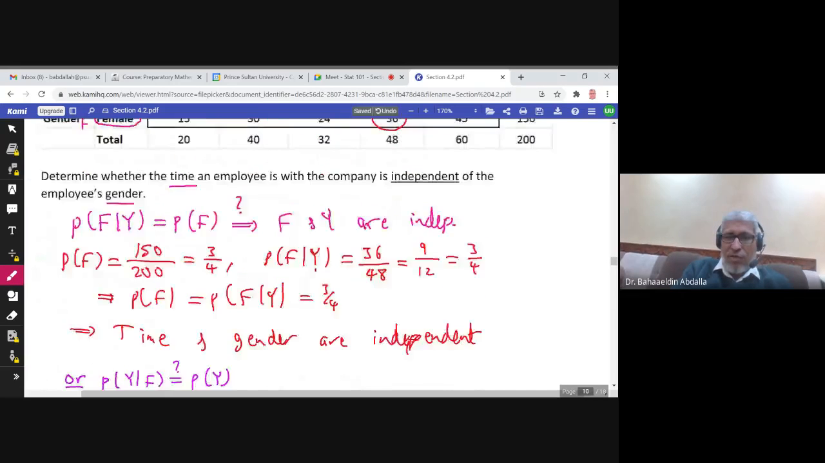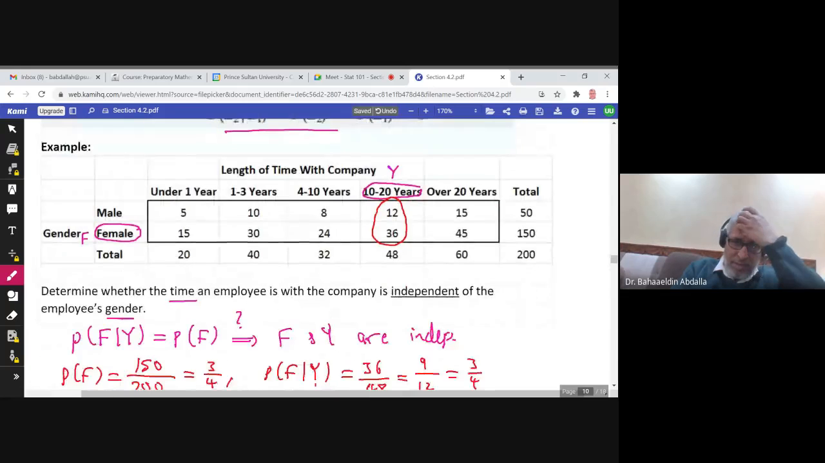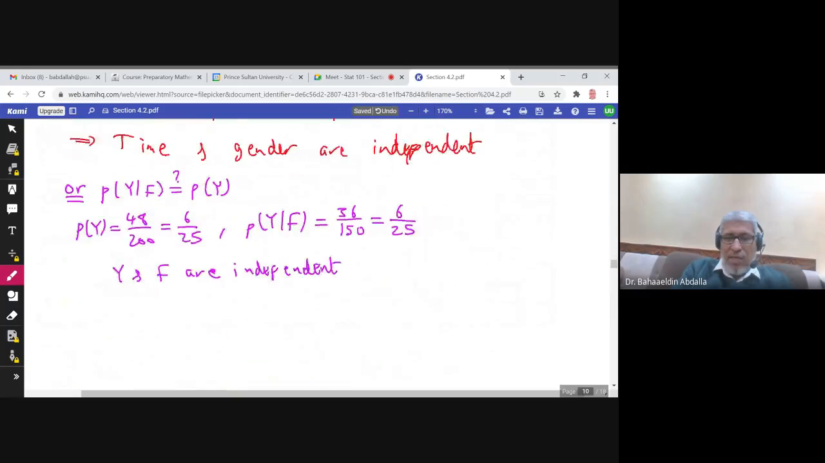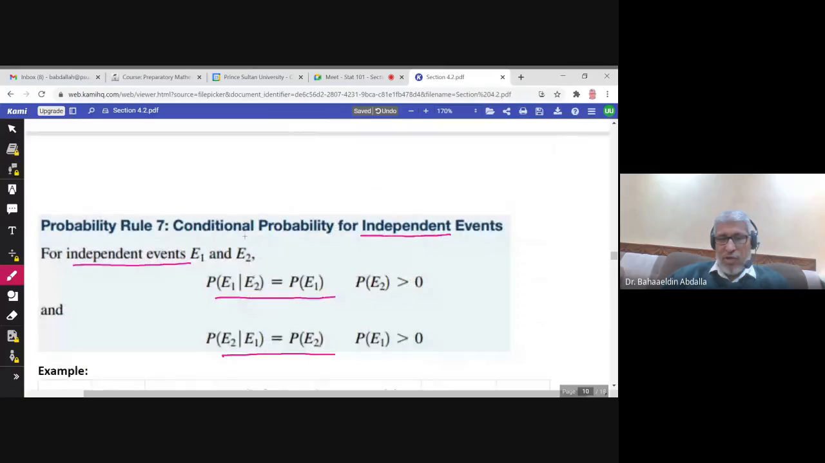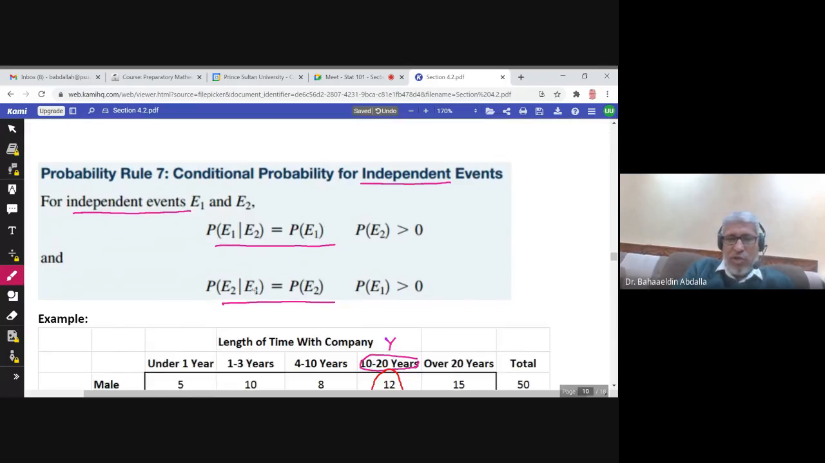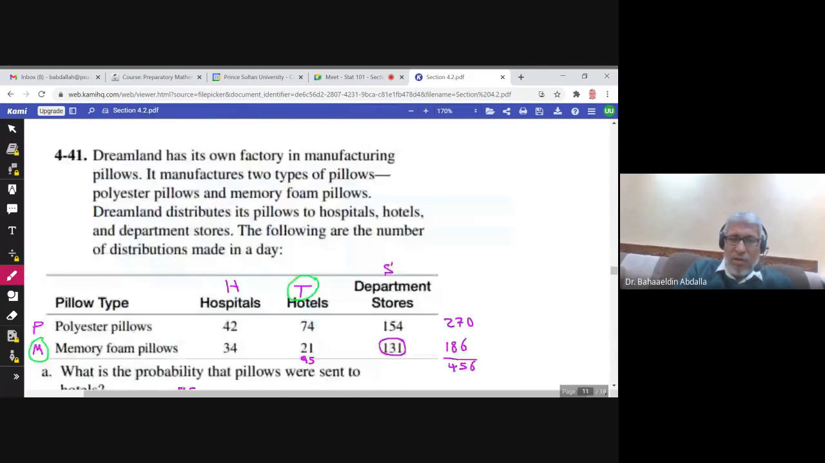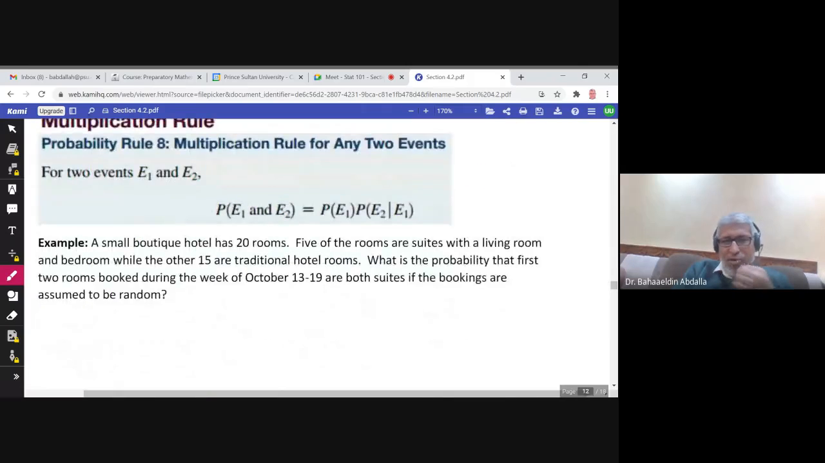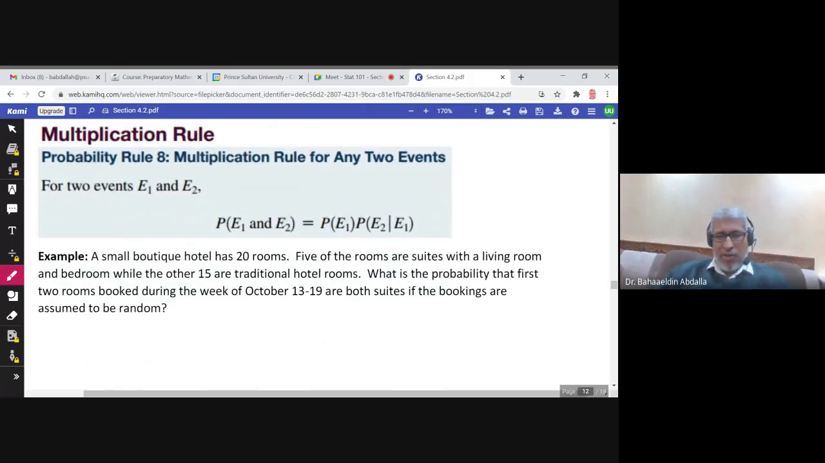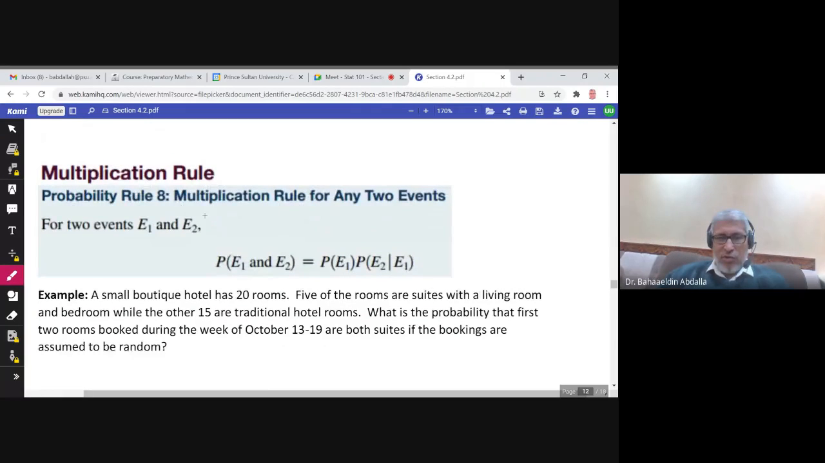So this is a question in which the two variables are not independent. And here you have seen a question in which the two variables are independent. In both cases, we just try to prove whether this is true or not. If this is true, then E1 and E2 are independent. If it is not true, then E1 and E2 are not independent, as simple as that. Now we go to the next rule, which is the multiplication rule. And actually, this is not a new rule. I mentioned this to you before.